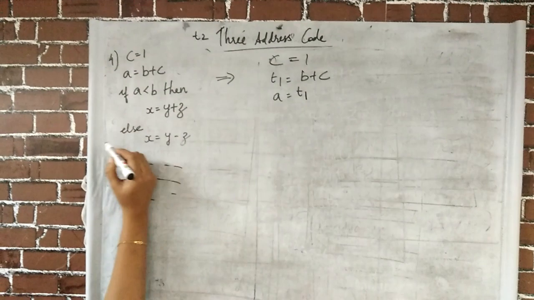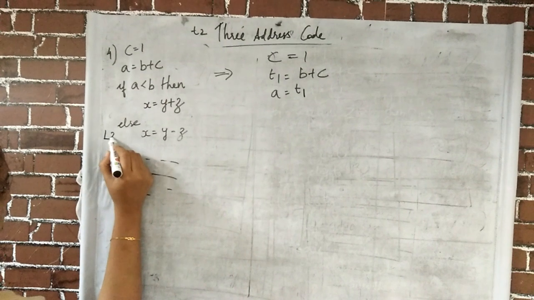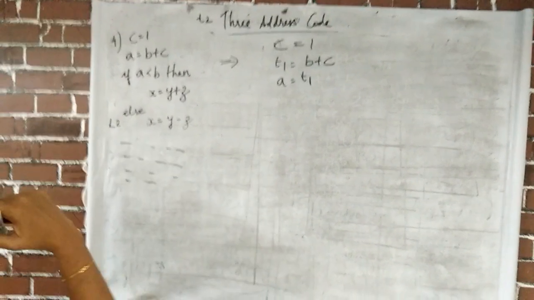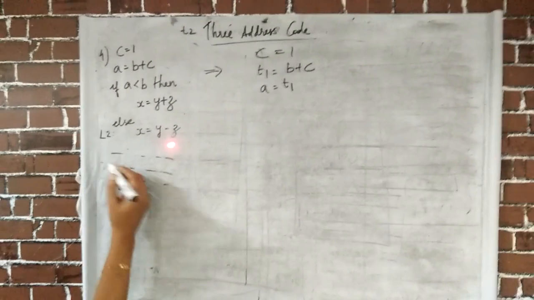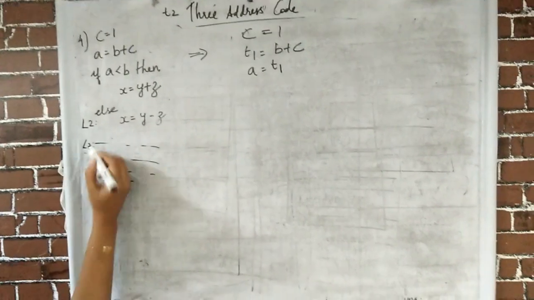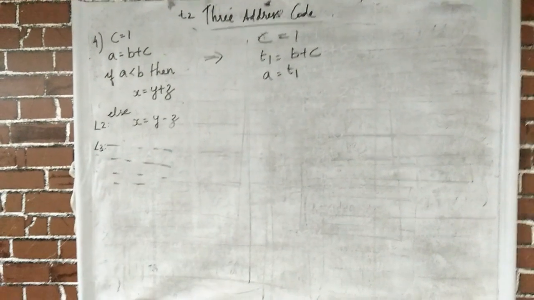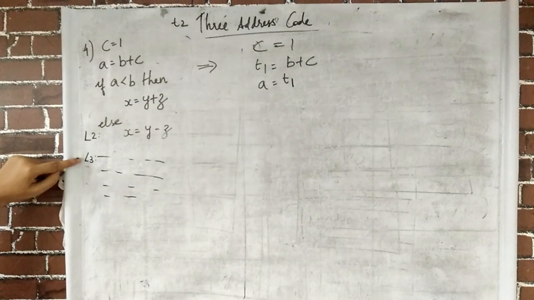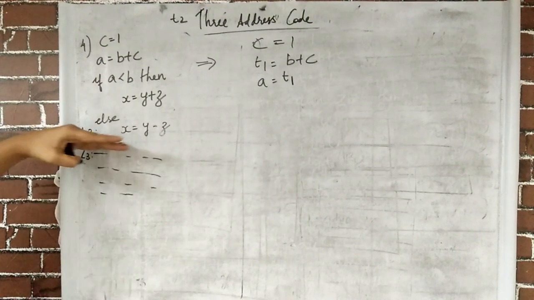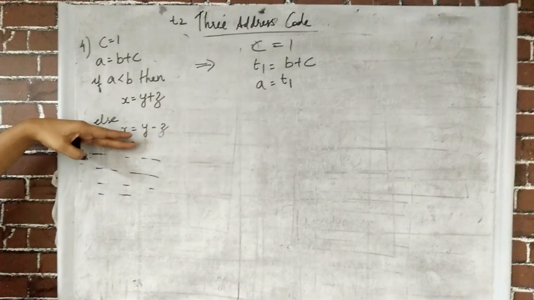So I am going to label the else condition as L2, and whatever is available after that is labeled as L3. Just understand this. L2 means the else condition, and L3 means whatever statements are available after this if else condition.